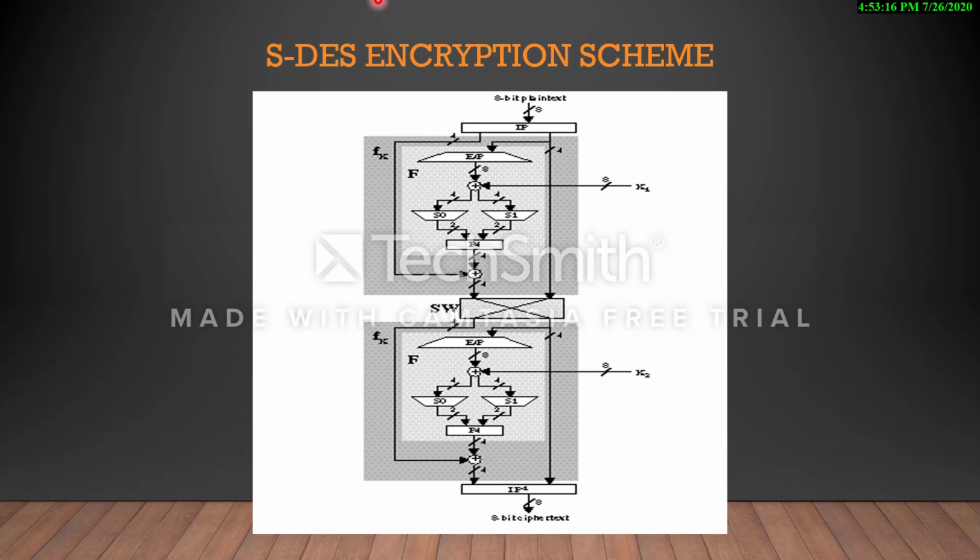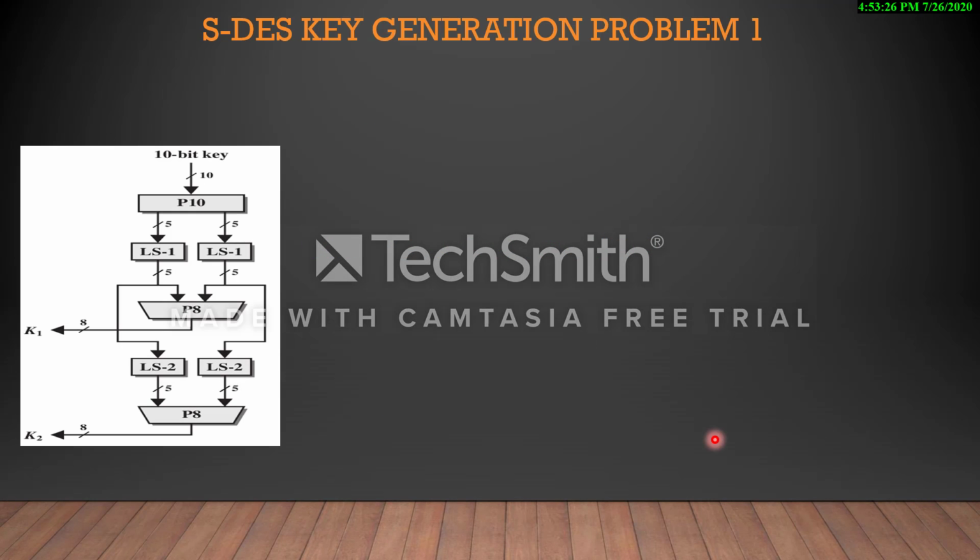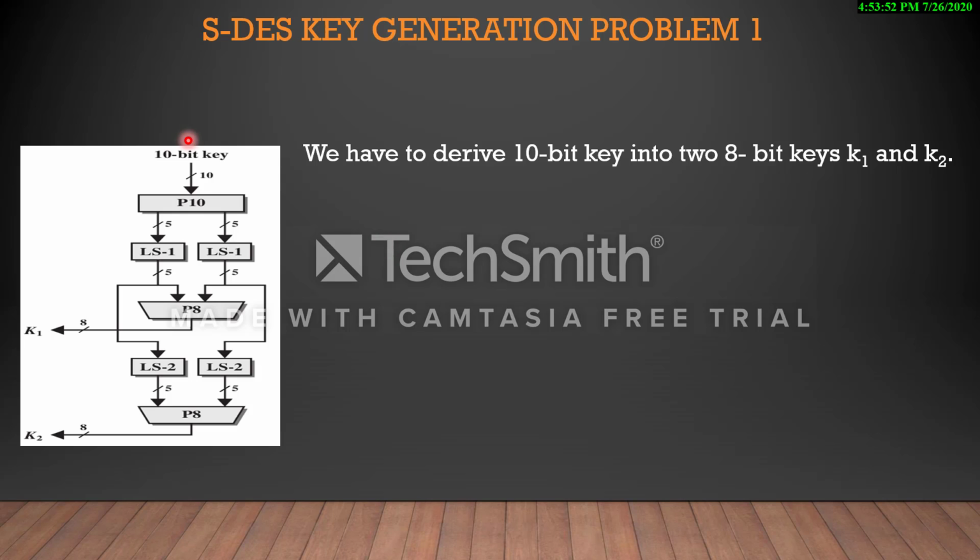Now I have explained the whole encryption part of SDES. Until now we have seen the structure of key generation as well as the SDES encryption structure. Now we will see the numerical problem of key generation with the help of the architecture diagram of key generation, and then we will see the numerical problem of encryption with the help of the architecture diagram of SDES encryption.